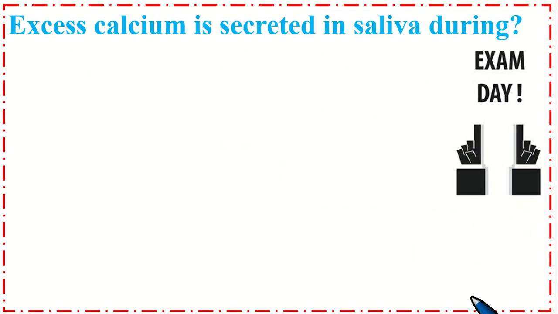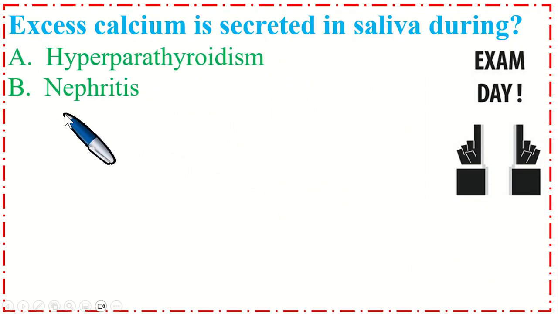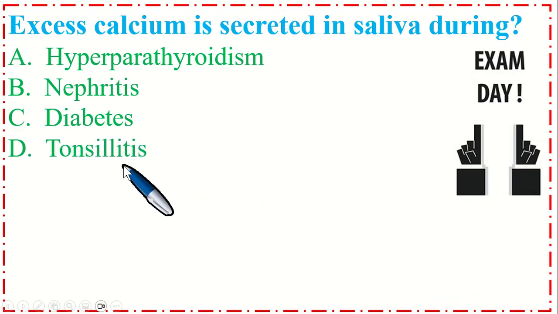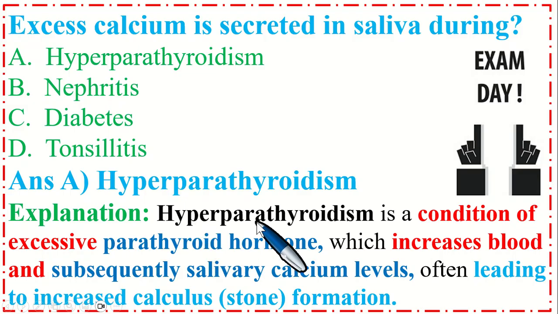Dear students, this is a very important MCQ. Excess calcium is secreted in saliva during: option A, hyperparathyroidism; B, nephritis; C, diabetes; and option D, tonsillitis. So the correct option is A, hyperparathyroidism. Explanation: hyperparathyroidism is a condition of excessive parathyroid hormone, which increases blood and subsequently salivary calcium levels, often leading to increased calcareous stone formation.